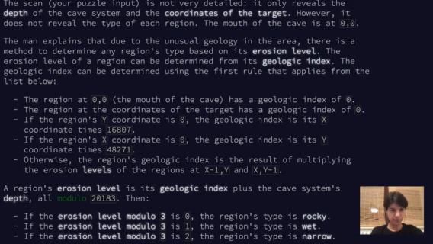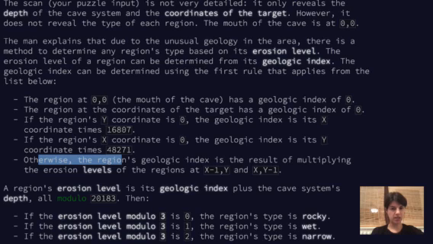And then otherwise, the region's geologic index is the result of multiplying the erosion levels of the regions at (x-1, y) and (x, y-1). So if I have one, I go 1 to the left and I go 1 up and I multiply those. Okay. A region's erosion level is its geologic index plus the depth.